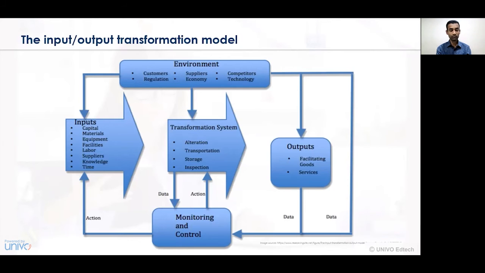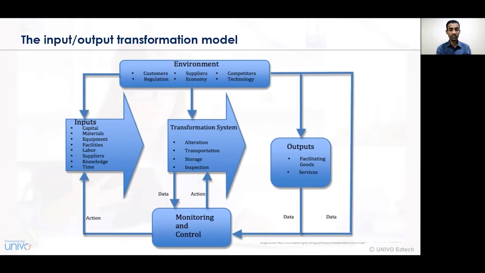The input and output transformation model clearly specifies which activities or which components are being monitored by the organization. In terms of the production department, one has to understand what the various inputs given to the organization are. The inputs may be related to capital, materials, equipment, facilities, labor, suppliers, and knowledge along with time.